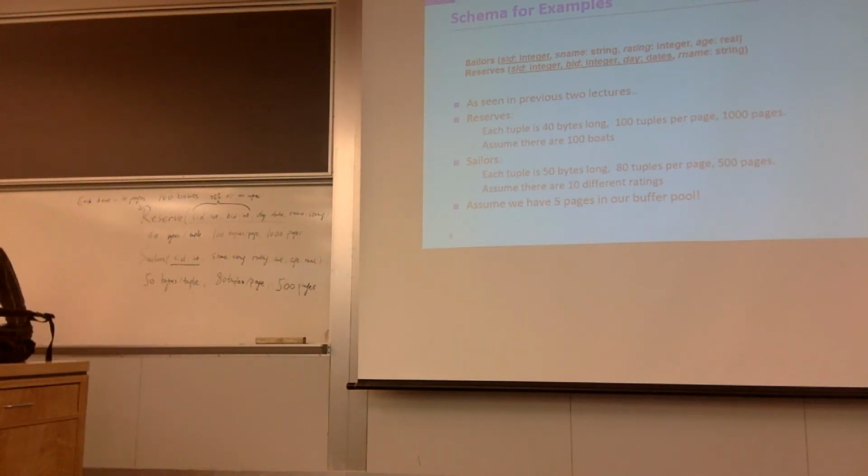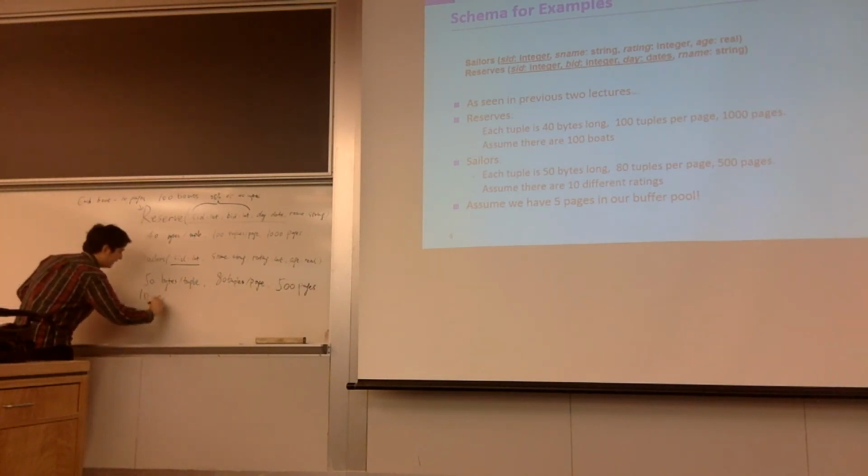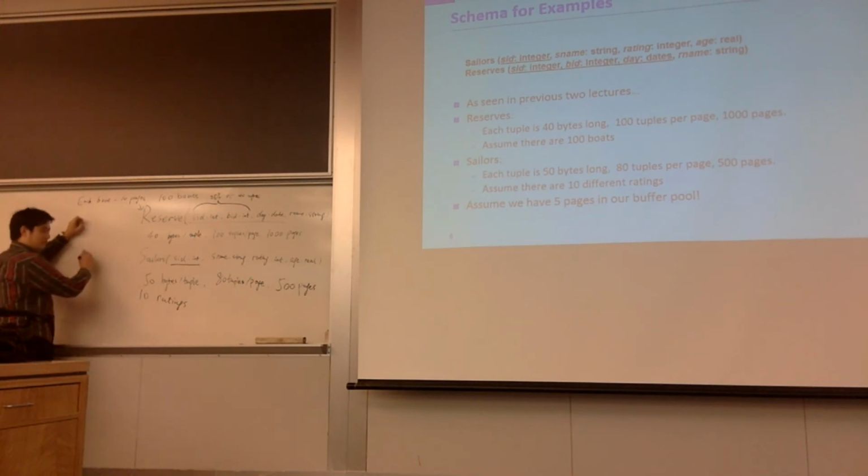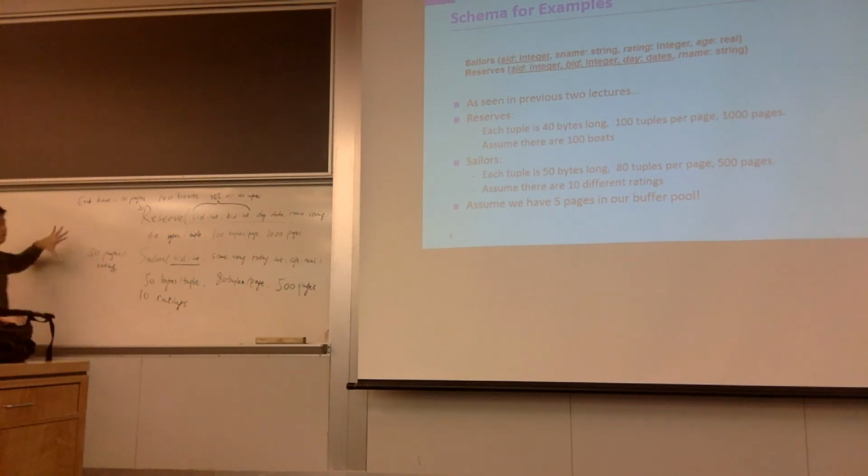And the other one is for sailors. Let's suppose you have 10 distinct ratings. If you assume uniformity, then basically you have 50 pages per rating. Those are all assuming uniformity. Then let's assume we have 5 pages in the buffer. That's M over B is 5.